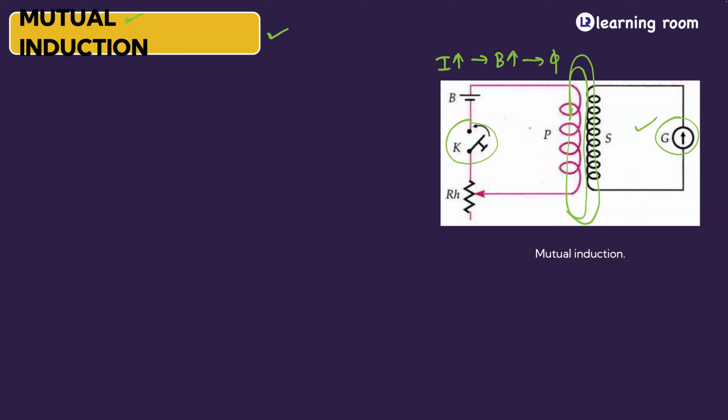So this kind of a process where the change in flux in one coil is able to create an EMF in the other coil is what is called mutual induction.